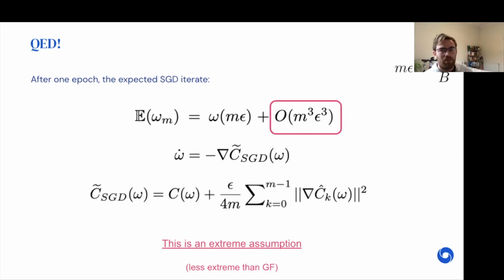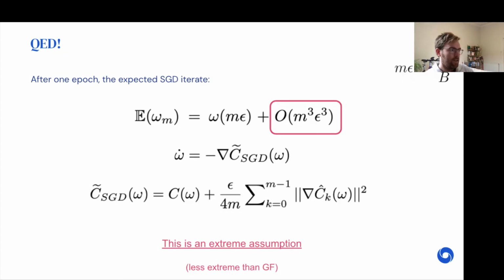The key strong assumption that we made is that terms of order m cubed epsilon cubed are small, where m is the number of mini batches in one epoch of training. This is clearly quite a strong assumption, because if the data set is big, then m epsilon is presumably large, and so you might expect these terms to be large as well. We have quite a long discussion in the paper of situations where you might reasonably expect these corrections at higher order to be small and situations where you'd expect them to be large.